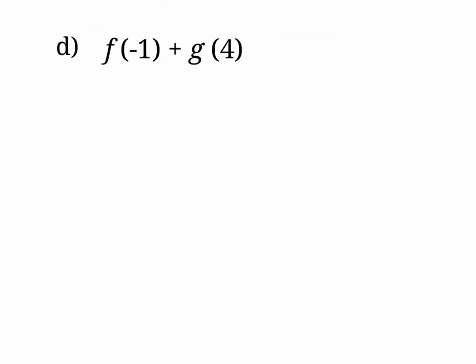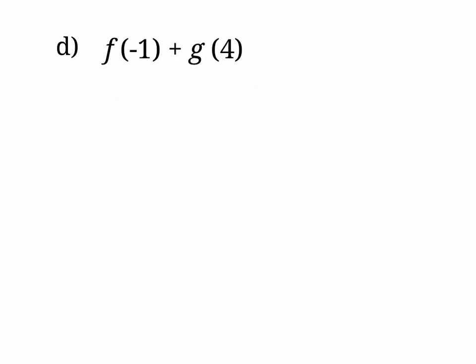Let's try one more example, an algebraic example. So this is asking us for f at negative 1. We can do that. We've done that now 3 or 4 times. Plus g at 4. What does that mean? So remember that these letters just represent the name of a function. You can call a function anything you want. You can call it pencil case, you can call it hand sanitizer, whatever you want. This one's called f, this one's called g.